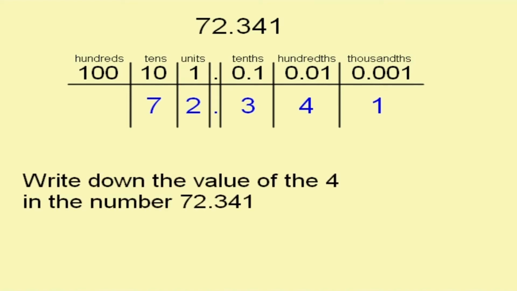So now I'm being asked to write down the value of the 4 in this number, which is this number in the place value table. I can see that it's 4 hundredths, so I can write it either as 0.04 using this, or as 4 hundredths as a fraction like this.